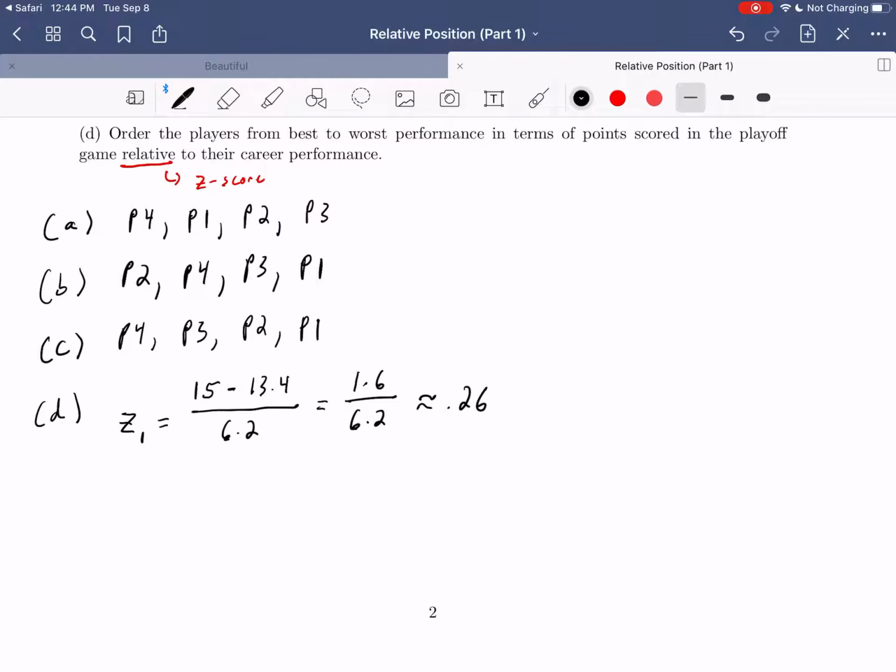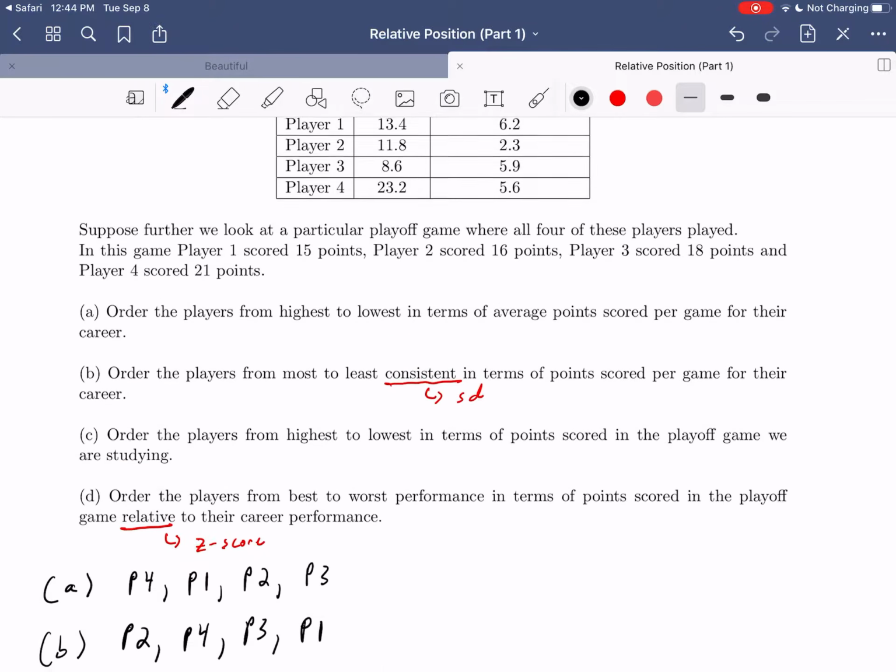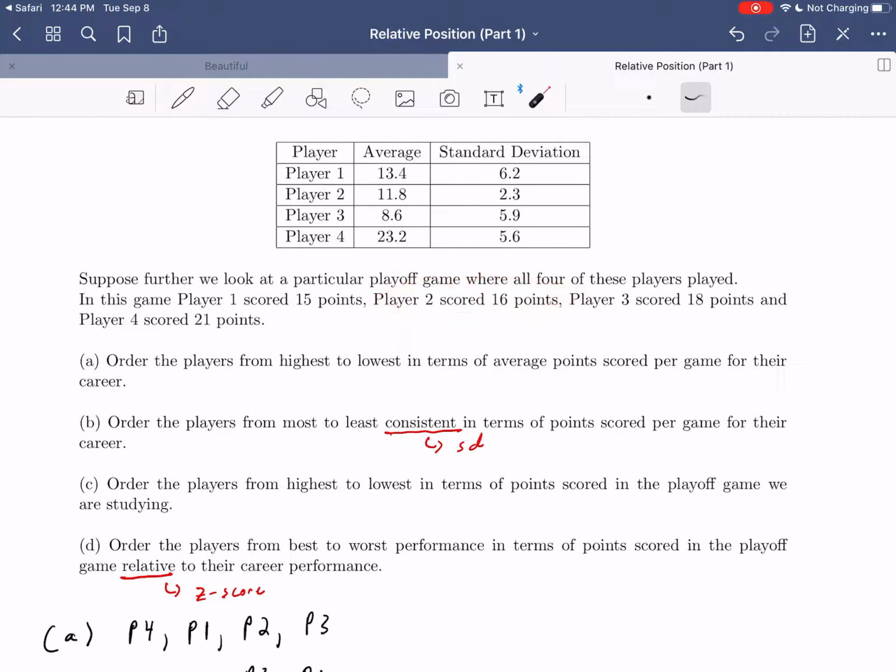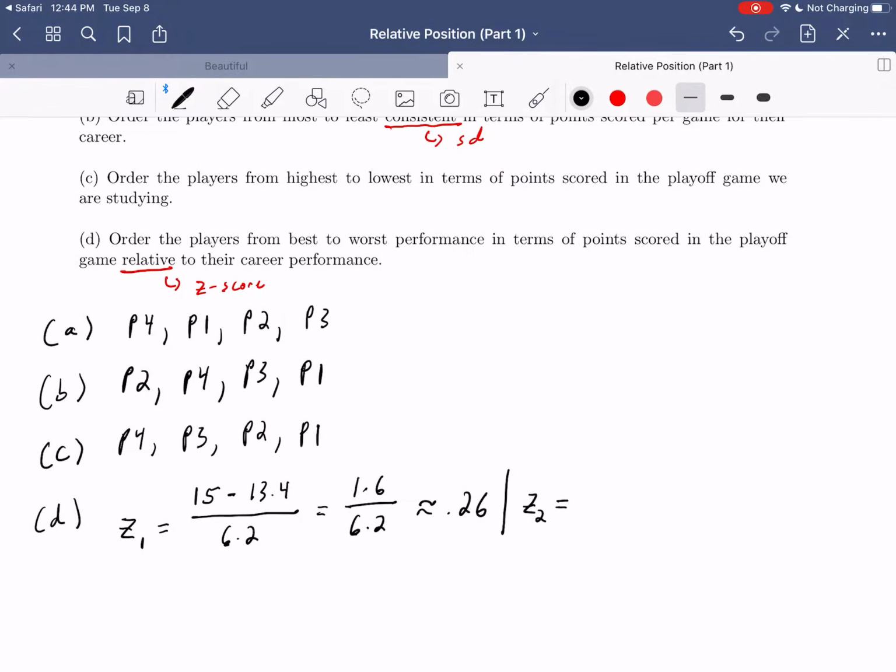Okay, well, let's go ahead. We'll put a line here so that we can separate it. Z2, so this will be the z-score for player 2. Remember, player 2 scored 16 points, and that's going to be compared against their average of 11.8 and 2.3. So that's 16 minus 11.8 divided by 2.3. 16 minus 11.8 means that they were 4.2 points above their average, divided by 2.3. But notice that this comes out as about 1.83.